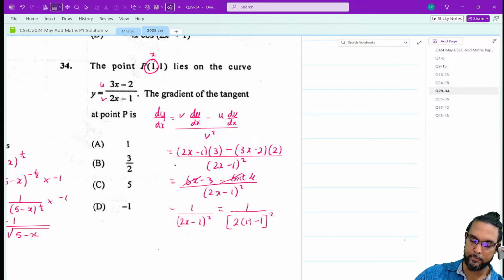So 2 by 1 is 2. 2 minus 1 is 1. 1 squared is 1.